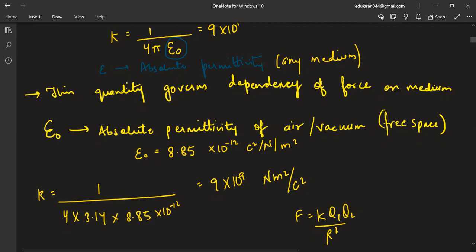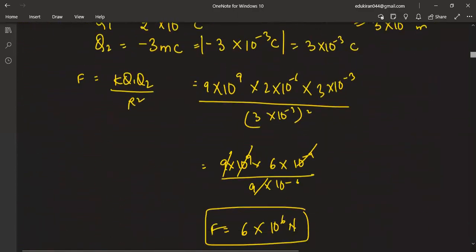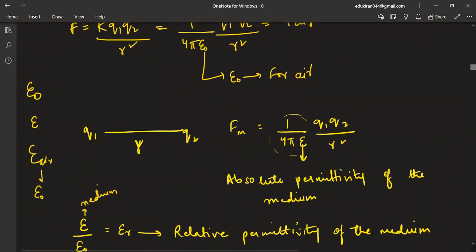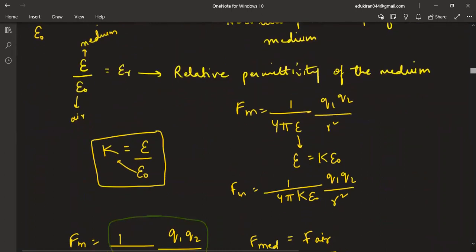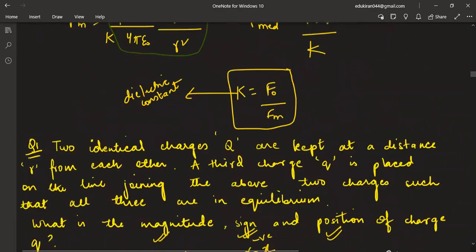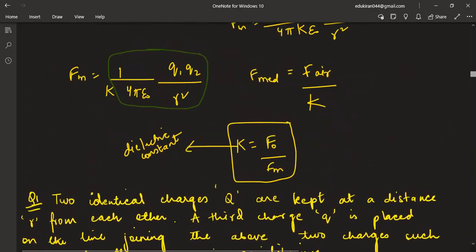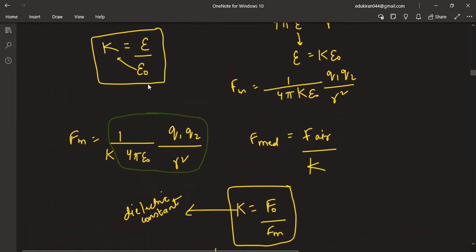That's it. Now see what important thing is from this. This part is very important, class, because it becomes very confusing. This dielectric constant K, which we have just discussed, is actually the ratio of epsilon by epsilon naught, that is, absolute permittivity in any medium divided by absolute permittivity in free space. And it is also force in air divided by force in medium. So it's epsilon in medium by epsilon in air, and force in air by force in medium.